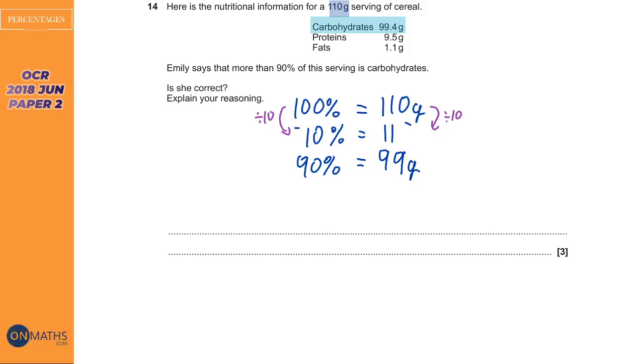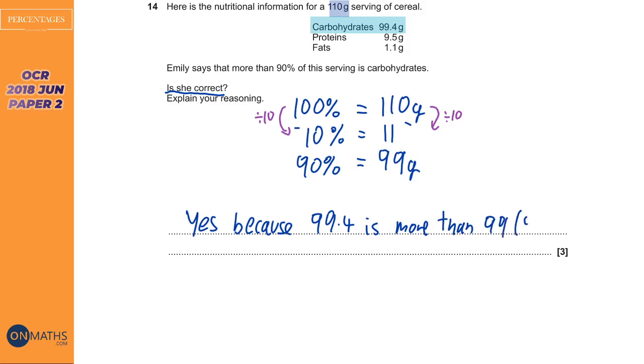And it says Emily says that more than 90%, so more than 99 grams, is carbohydrate. And the actual figure is 99.4. So we need to answer the question. It says, is she correct? And remember, with all these questions, you need to say either yes or no. So yes, because 99.4 is more than 99, which is the 90%.